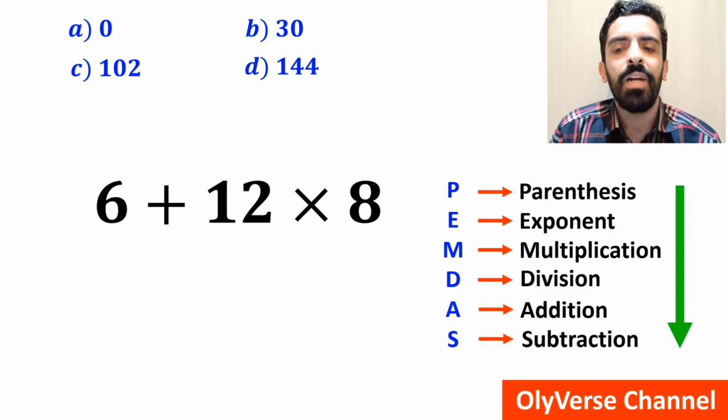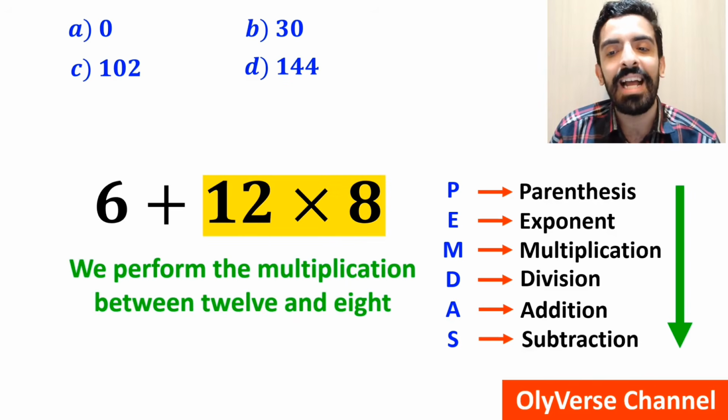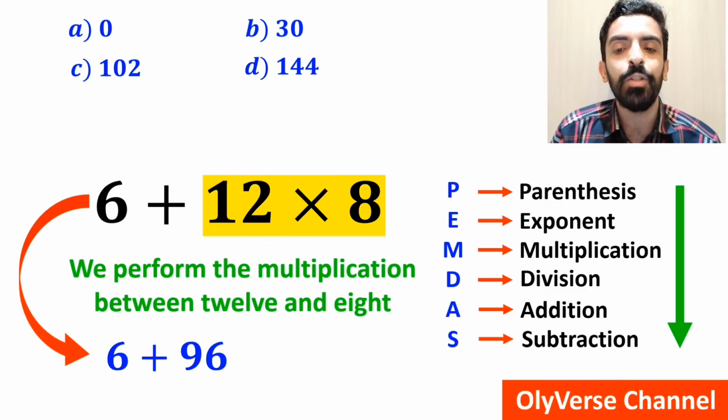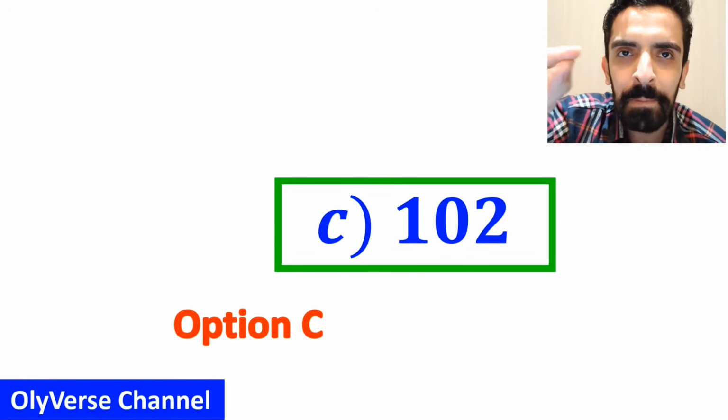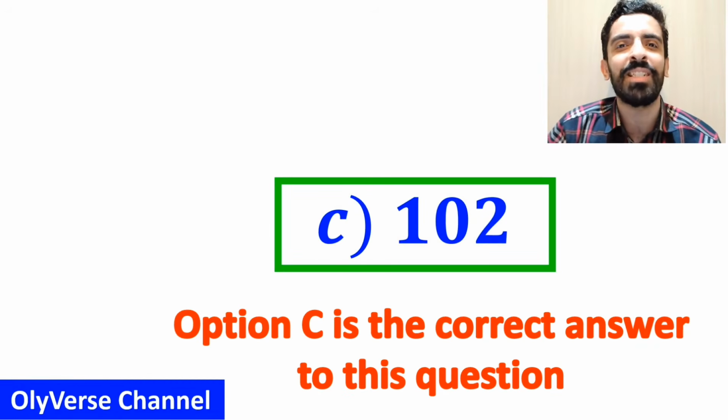And in the final step, we perform the multiplication between 12 and 8 and simplify this expression to 6 + 96, which finally gives us the answer 102. That's correct. Option C is the correct answer to this question.